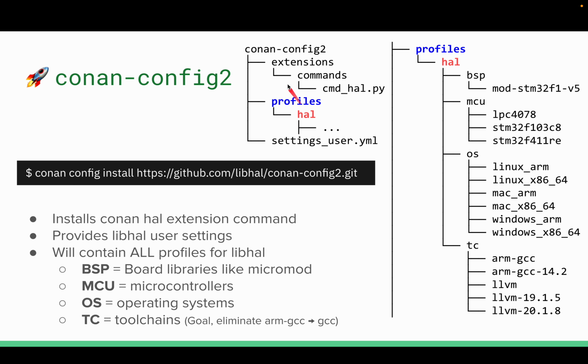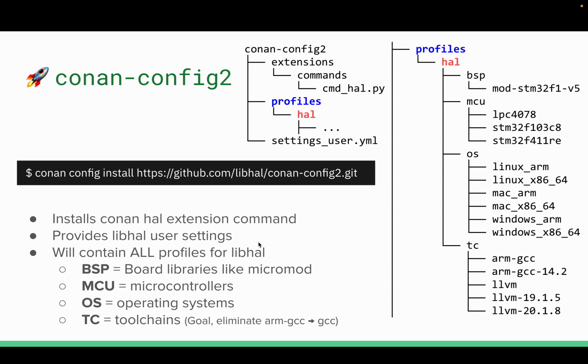The idea here is if I structure this directory in the same layout as the conan home directory, you can do conan config install, then you just put in the link to this GitHub, and it'll clone all of the files into the conan home directory. This will do a couple things for you. It'll install the conan-hal extension command. It'll provide all of the libhal user settings, which defines the architectures that we support. So Cortex M1, M2, M3, whatever, all those things do not exist inside of the conan global settings. So in order for us to build software for those things, we need to make up those settings.